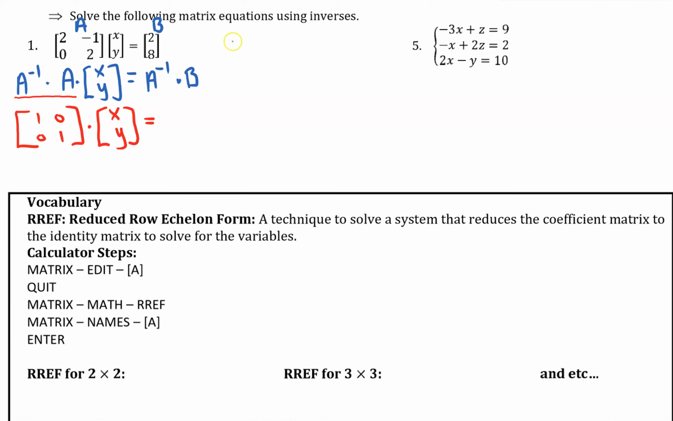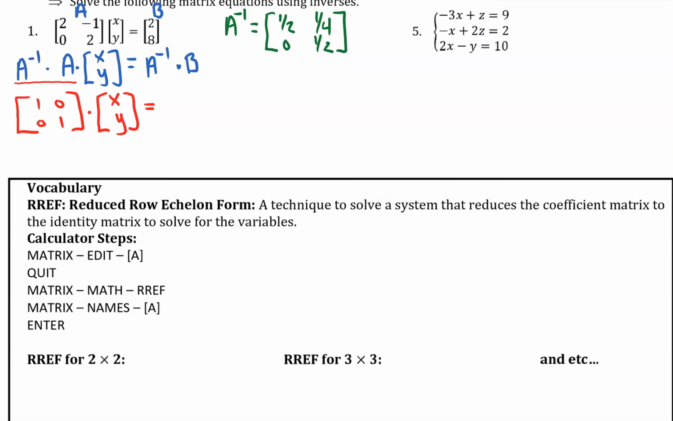So our inverse, and if we just do this in our calculator, our inverse matrix is going to be 1/2, 1/4, 0, and 1/2. So that's our inverse once we find that. And then we're going to multiply that by A. That's what I told you, just gives you the identity. So I got to take that of 1/2, 1/4, 0, and 1/2. And I would multiply that by the B, which is 2, 8.